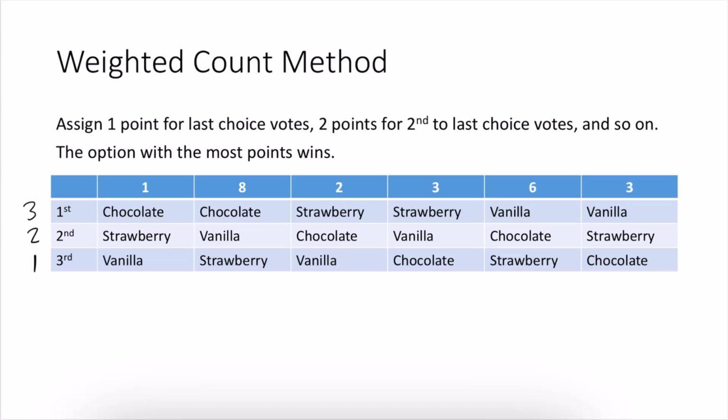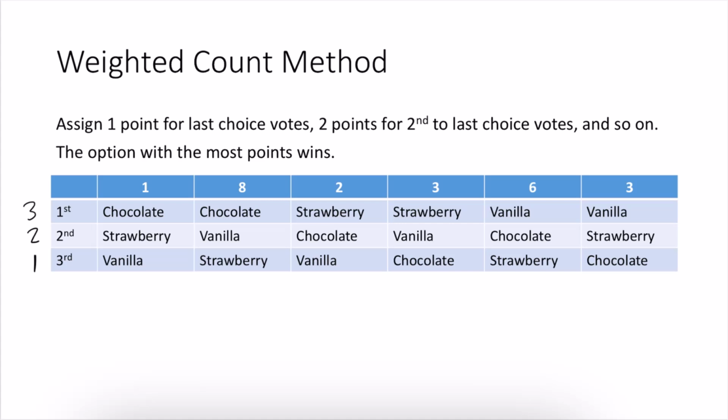So if you had a 3-choice vote like this one, the first choice is going to get 3 points. But if you had a 4-choice vote, the first choice would get 4 points. And if you had a 5-choice vote, it would get 5 points and so on. And then you just figure out how many points each option gets.